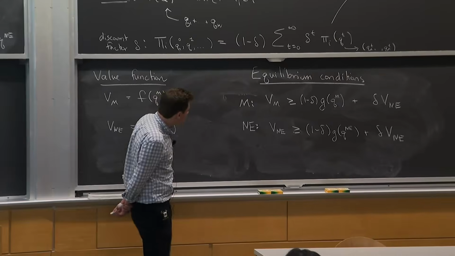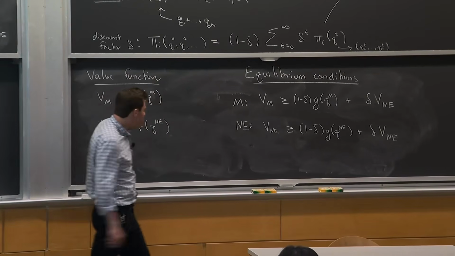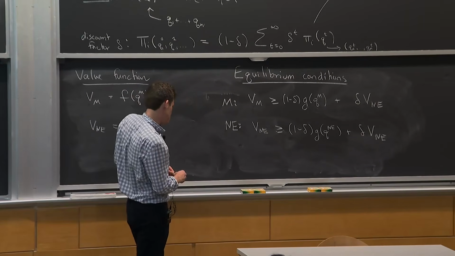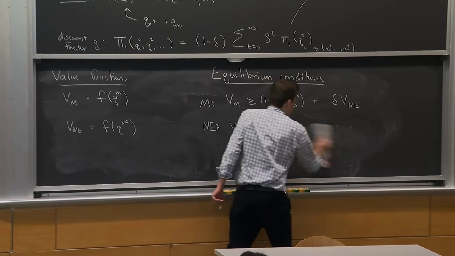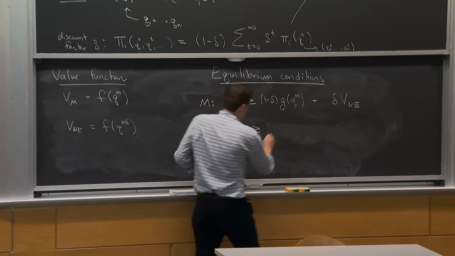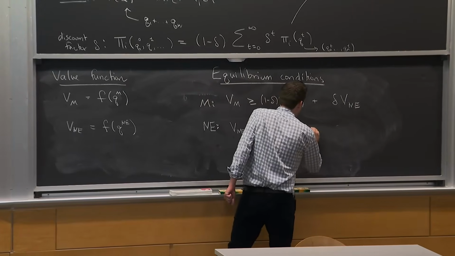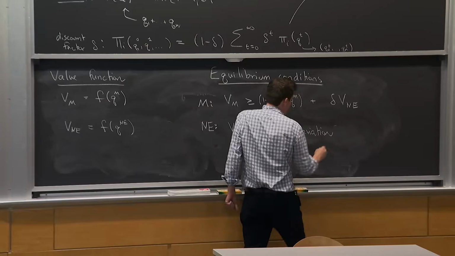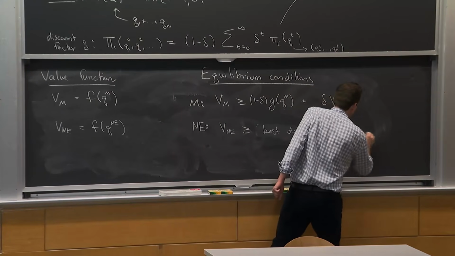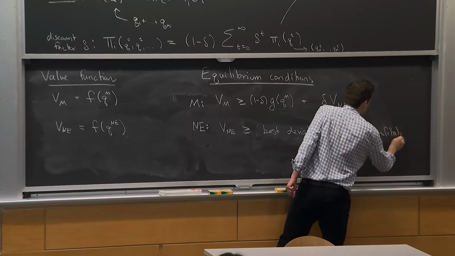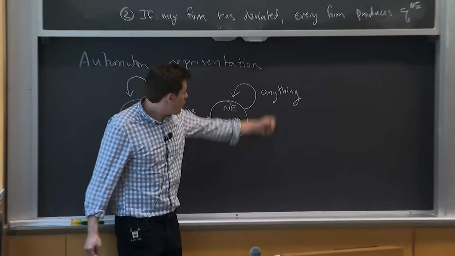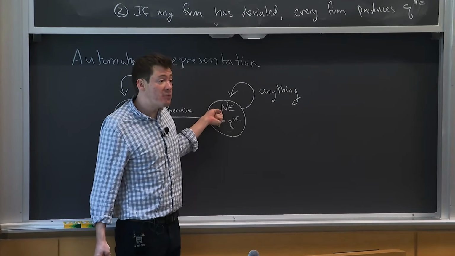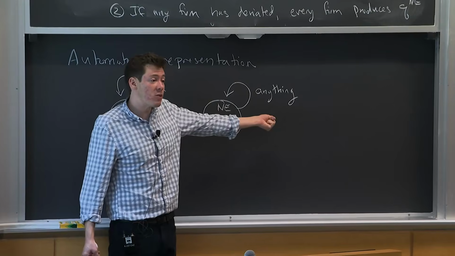So let's see. I feel like this equation is misleading. It's true, but let's just say best deviation. My claim is that this is never profitable. Because if we're in the Nash equilibrium state today, whatever we do today can't be any better than playing the Nash equilibrium action, and it has no effect on what happens tomorrow.